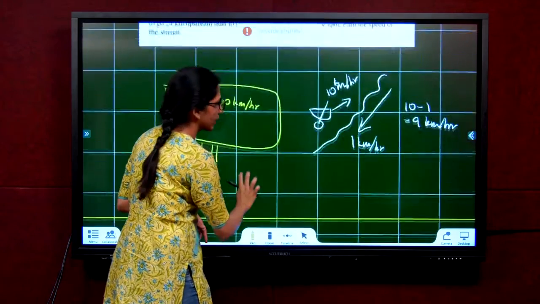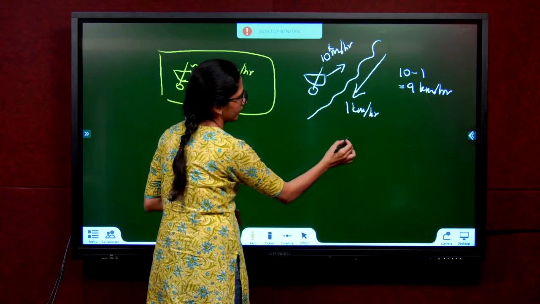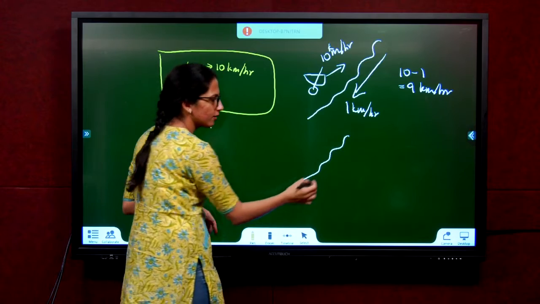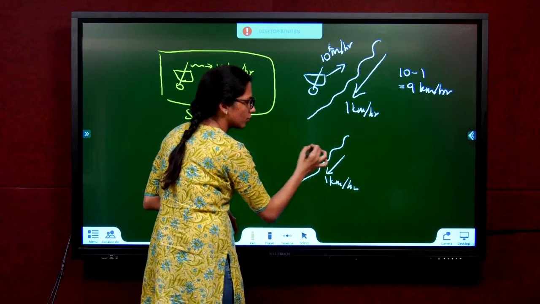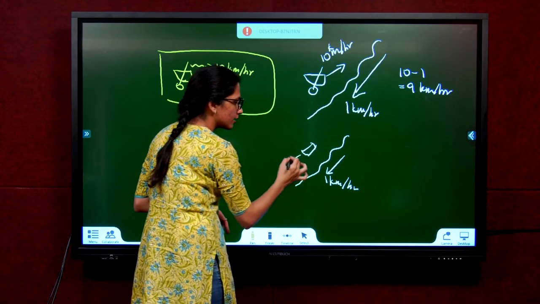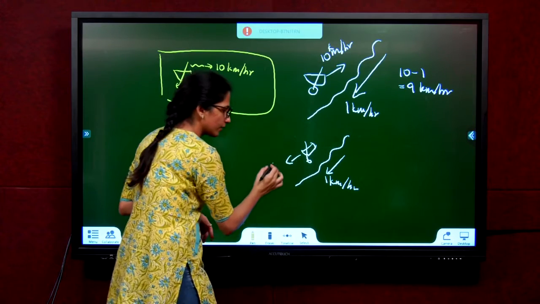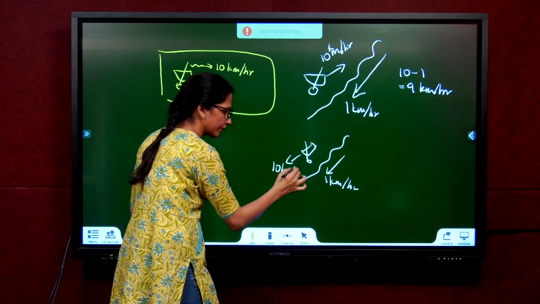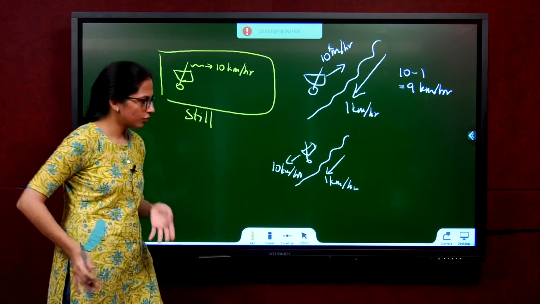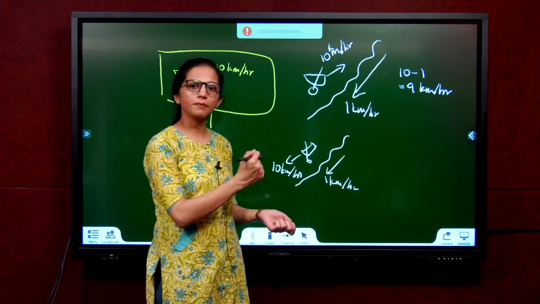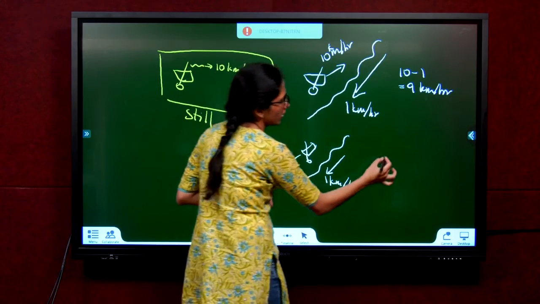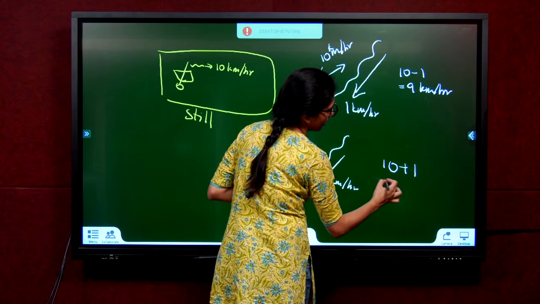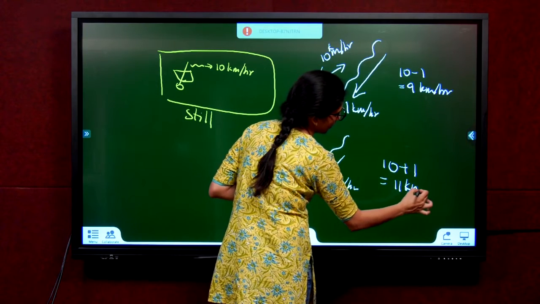What if you are going downstream? Water is going down with 1 km per hour. You are also rowing your boat downstream now with 10 km per hour. Have you imagined this? You are going, water is also pushing you from behind. So 10 going down plus 1. So 10 plus 1, 11 km per hour.